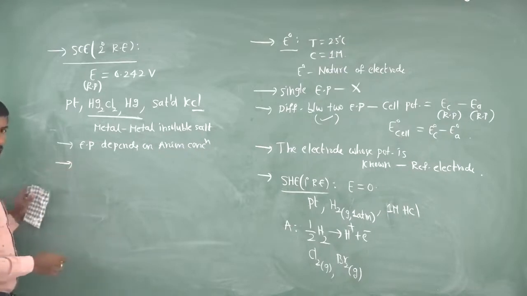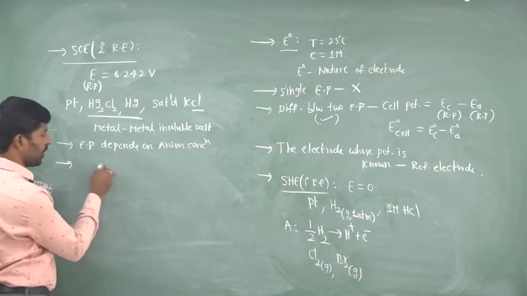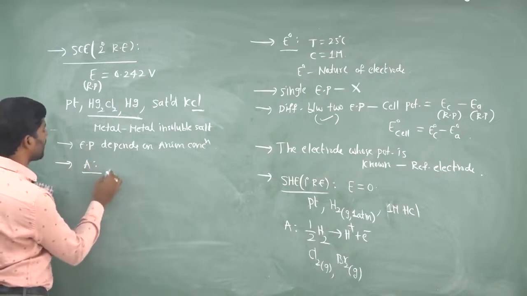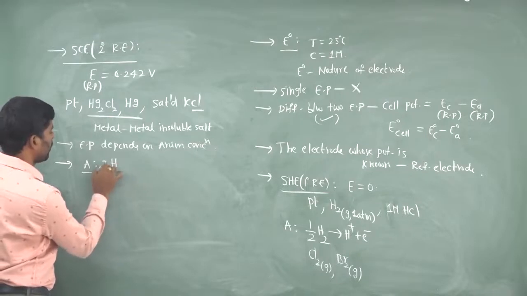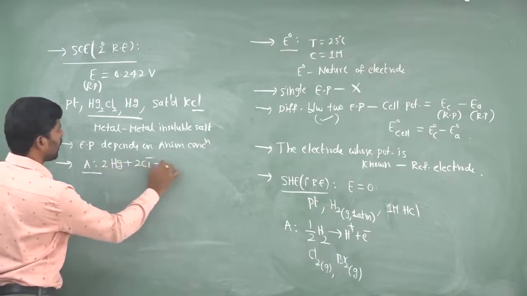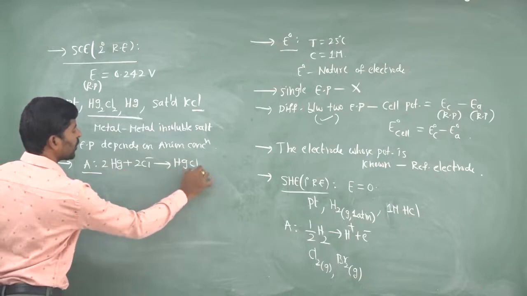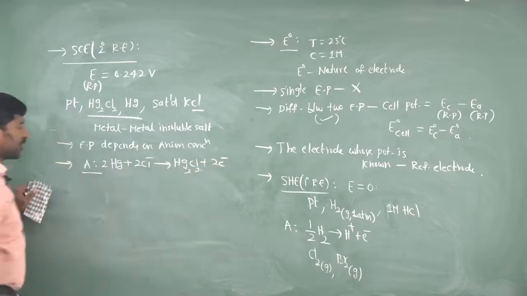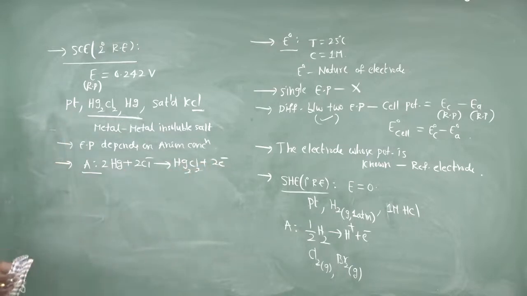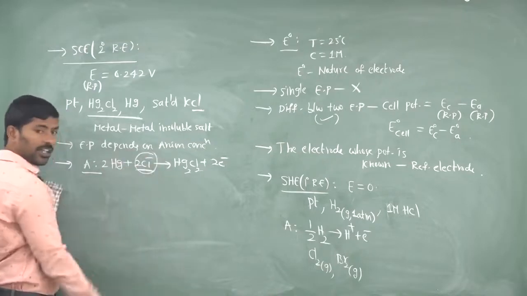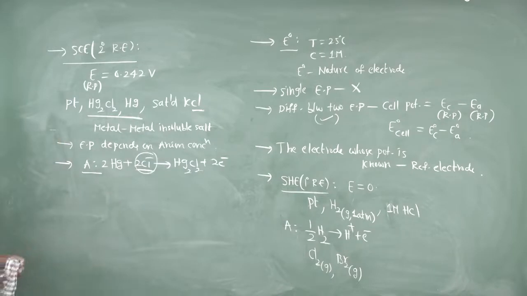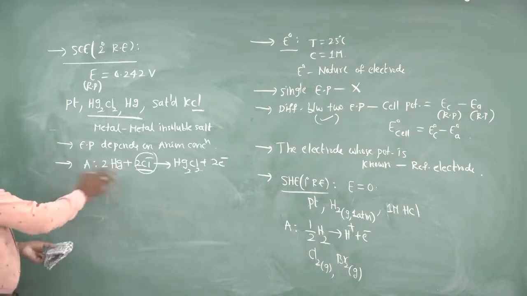If you take the saturated calomel electrode as reference electrode, and it acts as anode, what is the oxidation reaction? 2 Hg plus 2 Cl minus gives Hg2Cl2 plus 2 electrons. This is the oxidation reaction of the calomel electrode. So electrode potential depends on Cl minus ion concentration. At the cathode, the reverse reaction occurs.